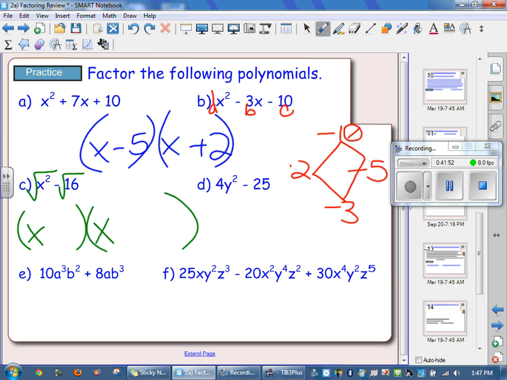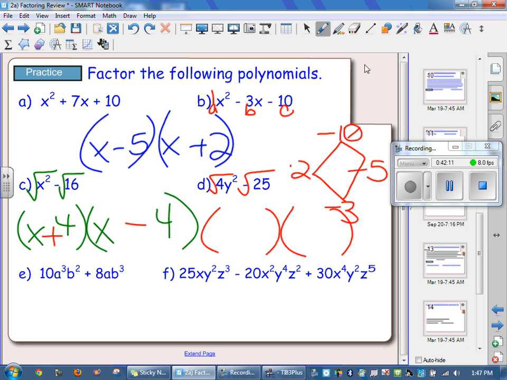Square root both sides, open 2 brackets. Square root of 4y squared is a 2y that goes in the front. The root of 25 is 5. And again, we separate with a positive and a negative sign. Okay, then we're done.